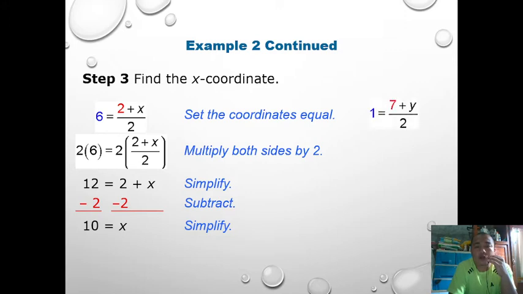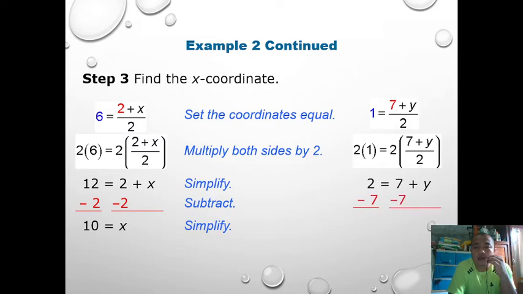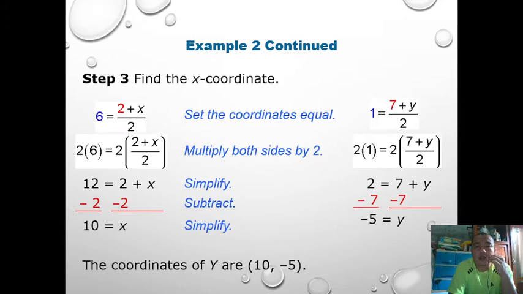How about the y coordinate of the other endpoint Y? So equate 7 plus y all over 2 to 1. Multiply both sides by 2. Then 2 is equal to 7 plus y. 2 minus 7 is negative 5. So the coordinates of the other endpoint Y is (10, -5). Okay, so that is how we solve for the other endpoint, given one endpoint and the midpoint of a line segment.